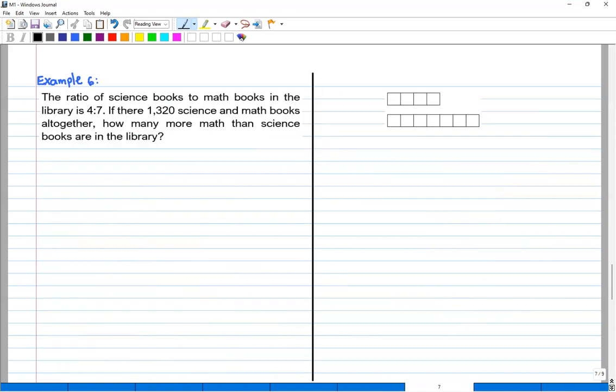Let us see example number 6. The ratio of science books to math books in the library is 4:7. If there are 1,320 math books and science books all together, how many more math than science books are in the library? Okay.